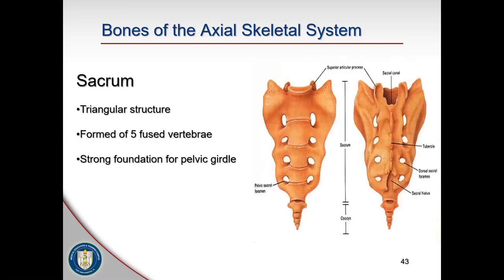And then the sacrum is just triangular. You realize this to be five fused bones that come together to have a strong foundation for the pelvic girdle. So this one will only be affected if that patient happens to have some problem with the hip. But as far as towing heavy loads, putting too much pressure on the axis and the atlas, or trying to balance that head, that will occur in the lumbar area.